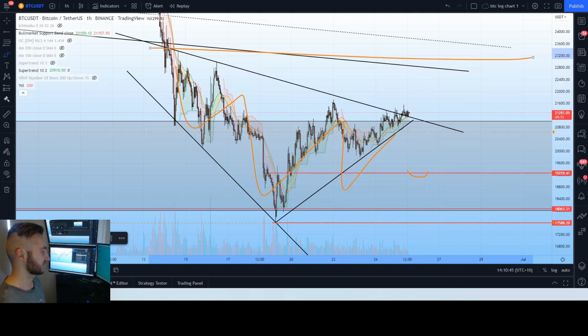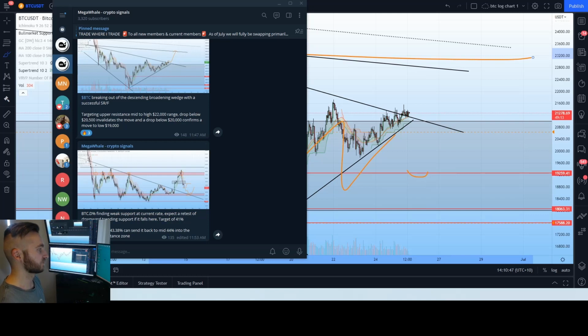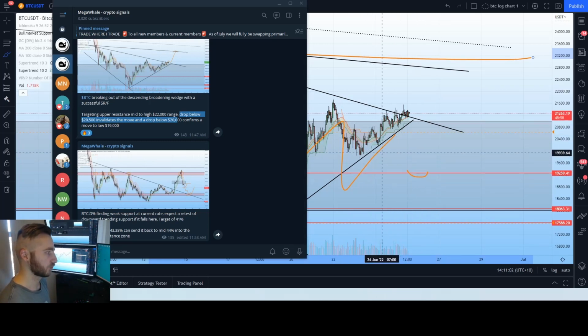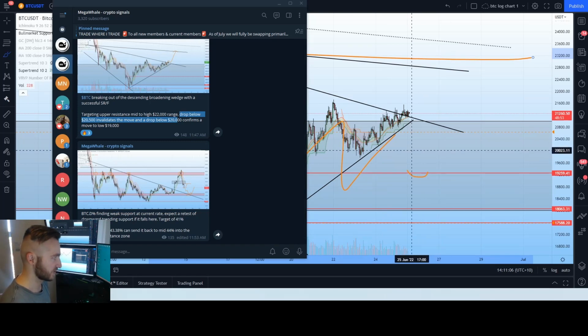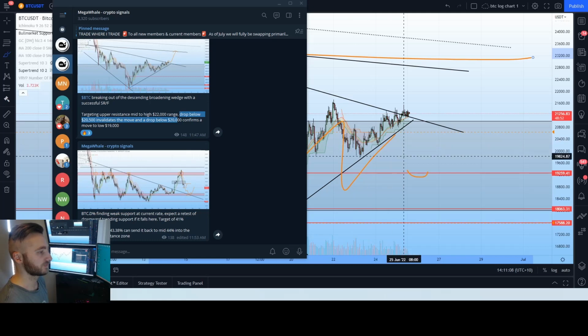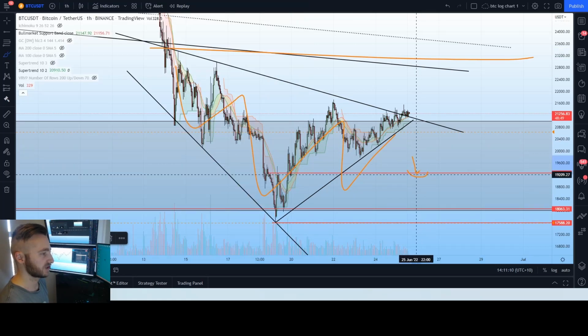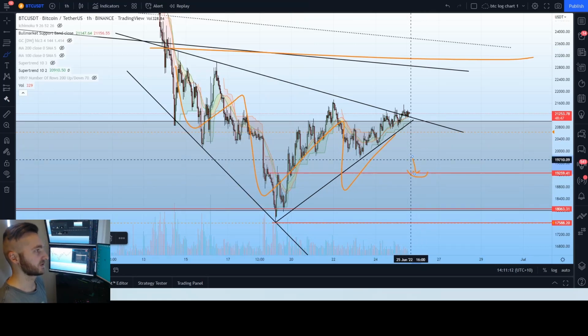Now we did say in our Telegram channel, and again, go ahead and join it, we have our upper resistance mid 2200. A drop below the 20,500 level, this dotted line over here, will invalidate this move upwards because we would have broken back below the neckline and back below the short-term uptrending trend line of the broadening wedge. A drop below $20,000, in fact, will actually confirm a move to that low $19,000 region, which is over here. Okay, guys, so a little bit of information there for that.